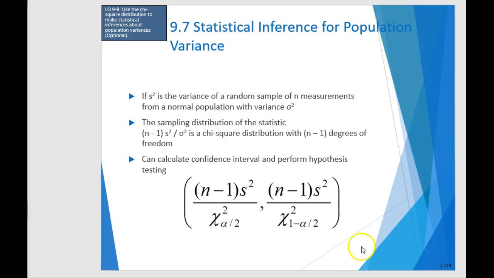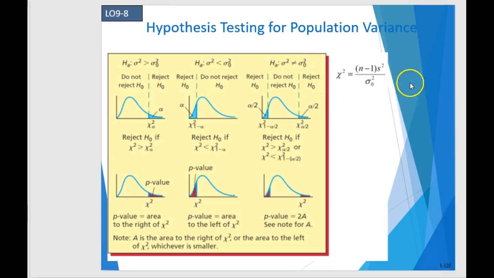This is the formula for the confidence interval, but this is the formula for the distribution itself. It's actually a very simple formula. To calculate your chi-squared calculated value, it's just going to be the degrees of freedom, which is n-1, times the sample variance over the assumed population variance, sigma squared naught. Again, we've got some pictures of rejection regions, and I will show you a little bit more how to use those.